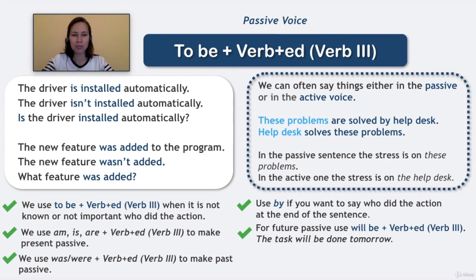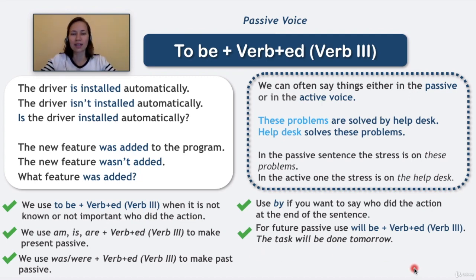We can also use passive voice in the future tense, future simple. It is formed very simply. So for future passive, use will be plus verb with the ending -ed or verb in the third form. And we have an example here. The task will be done tomorrow. So you can see that this be transforms into the future, which is will be, and then you add the third form of the verb to do. And you have will be done. The task will be done tomorrow.